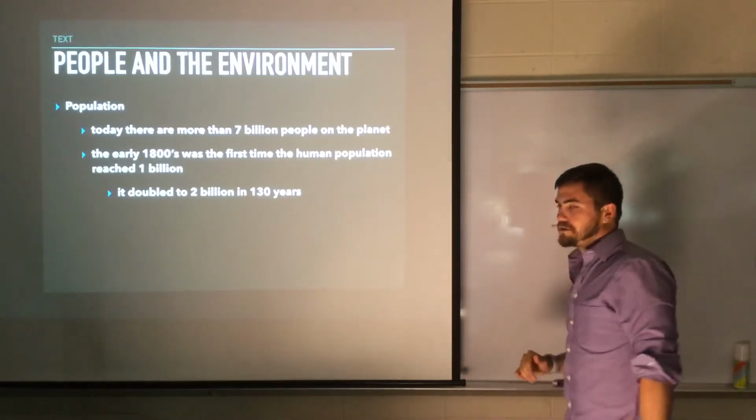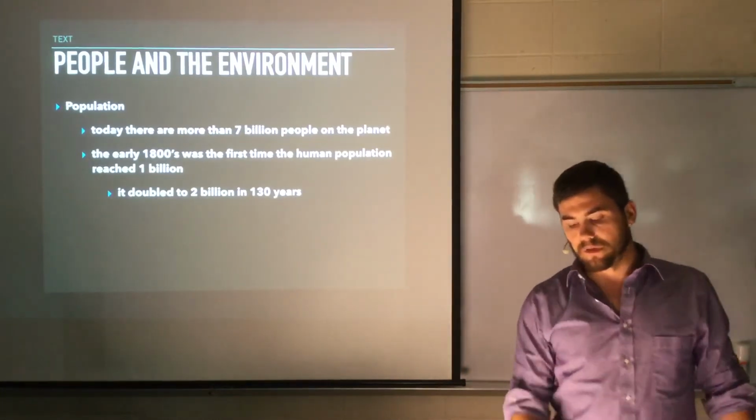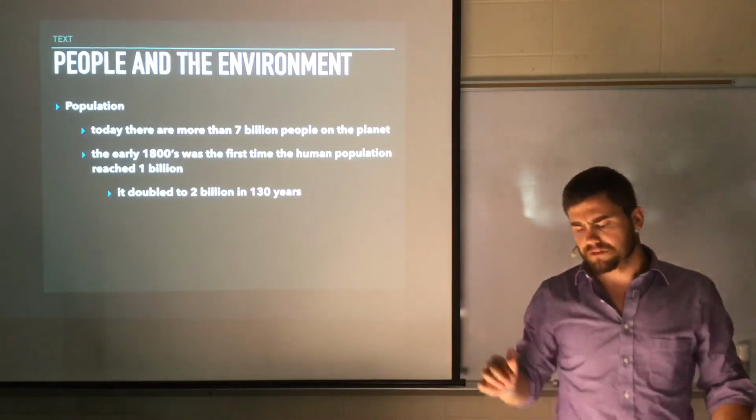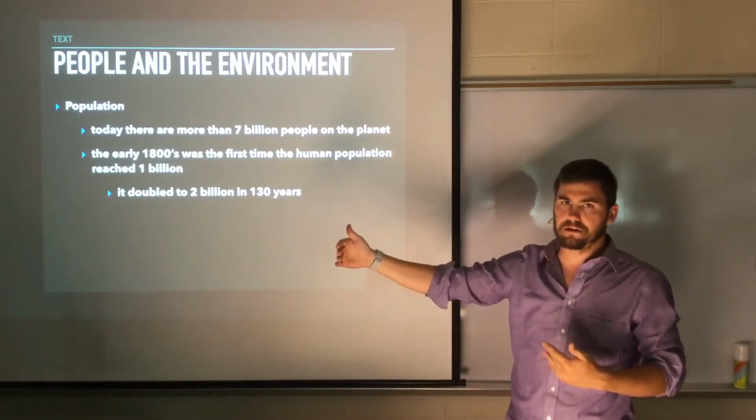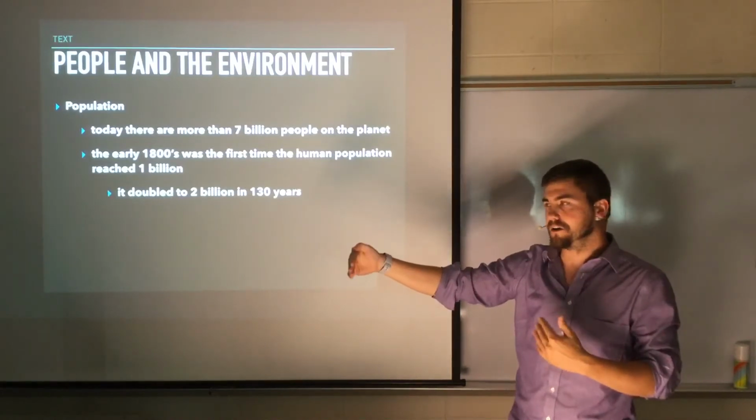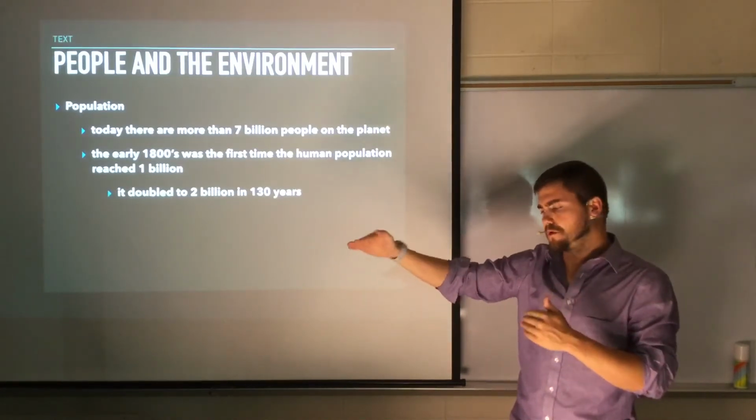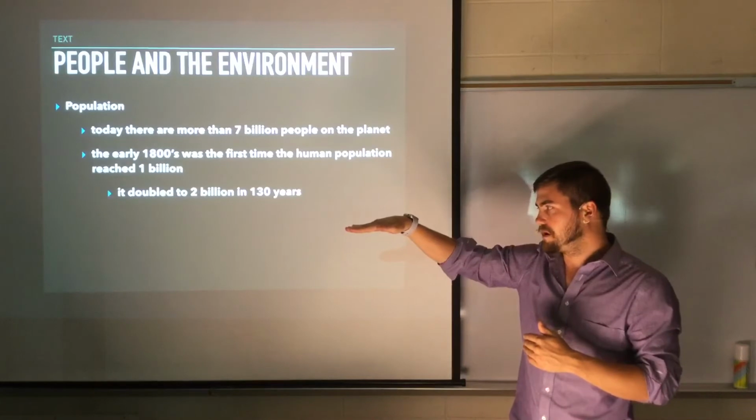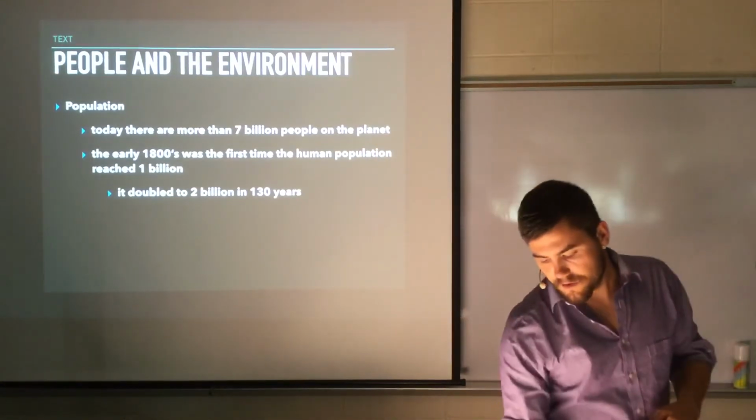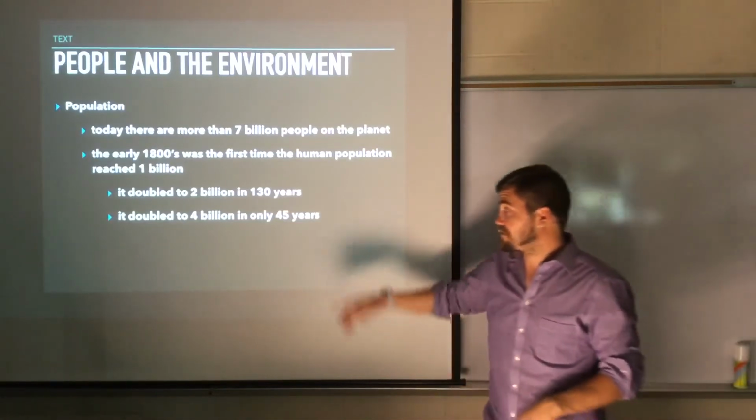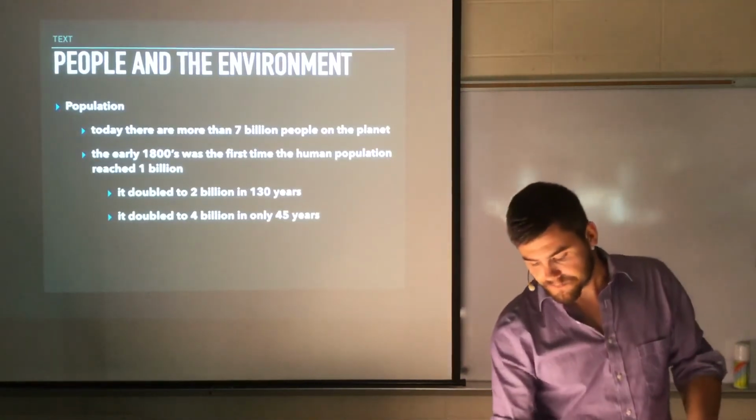The early 1800s was the first time ever that there were 1 billion people on the planet. So we have around 200,000 years of human beings on Earth, and our numbers were always kind of level. And then we doubled our population in the blink of an eye, and in another blink of an eye, in only 45 years, we doubled it again.